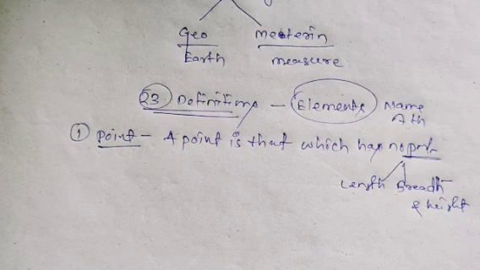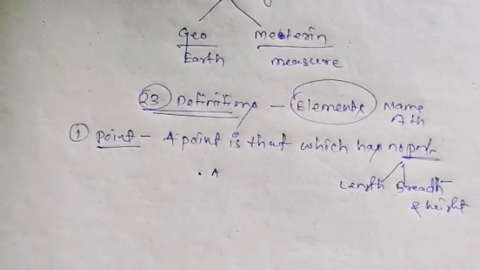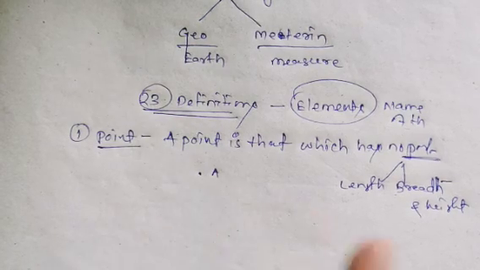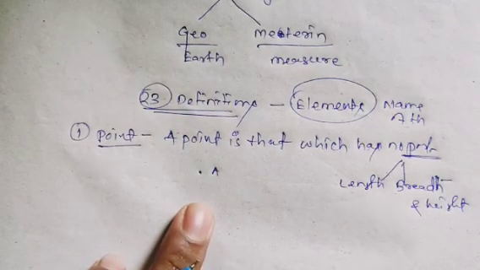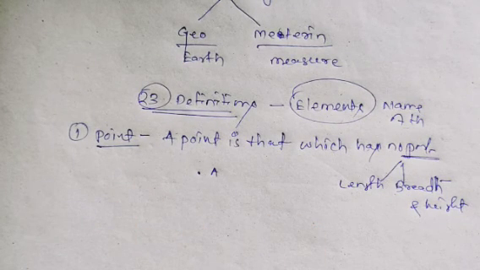No part means a point is a geometrical representation. So here is a point A. It is a point when it has no length, no breadth and no height. So this is the definition of point. We can write a point is that which has no part, or a point is a geometrical representation which does not have length, breadth or height.